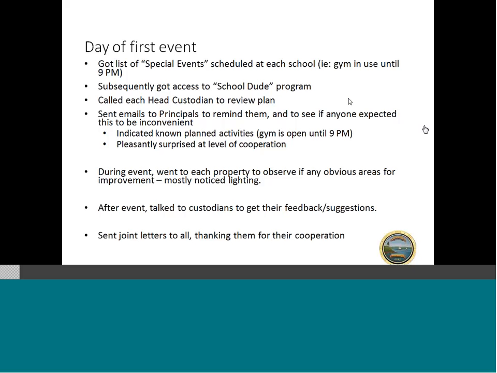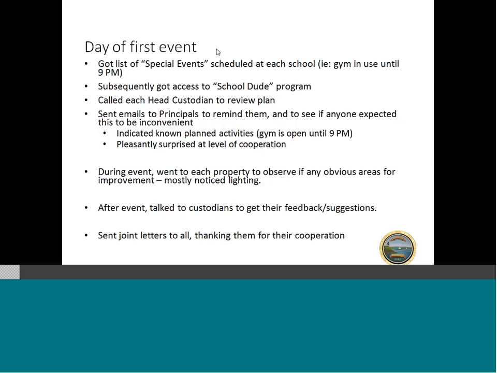In general, I didn't always have the opportunity to get into the building, so sometimes I was just noticing lighting in hallways or lighting on the exterior of the building that hadn't been completely shut off. And the next day after the event, I talked to the custodians and tried to get their feedback and some suggestions. I found out that in one case a lighting control panel wasn't working, and that became an issue because we did not have the kind of control to turn off the lighting that we had expected.